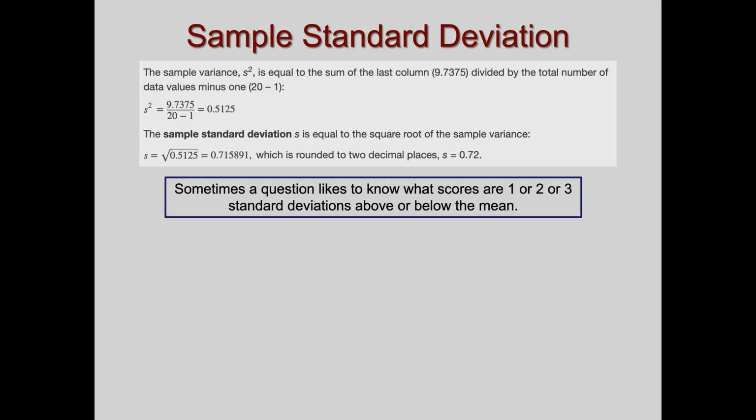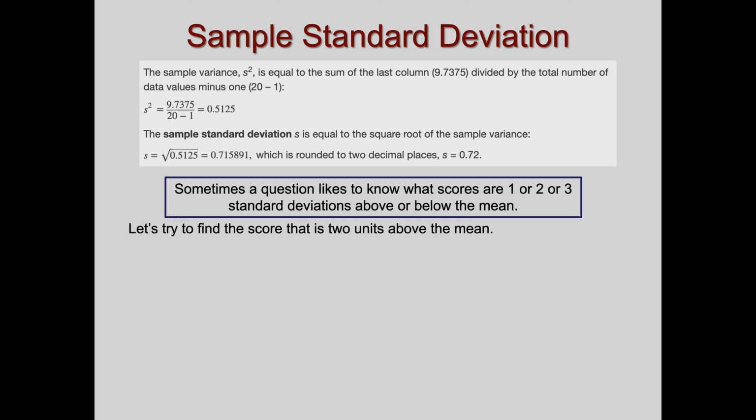Okay? Sometimes a question likes to know what scores are 1 or 2 or 3 standard deviations above or below the mean. This is actually really important. Like, people say, oh, so-and-so is a genius, or they might insult them and say that they're not very bright. That's actually where they score on an IQ test, which is all standard deviations and means and everything else.